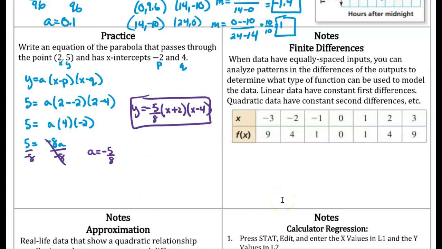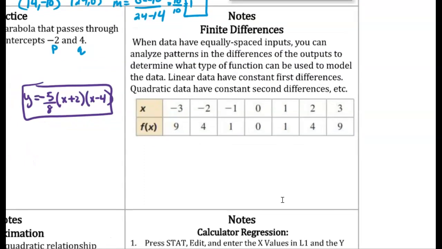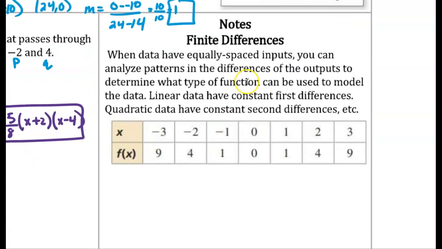This is the second half of the 2.4 Algebra 2 notes. So let's look here. It talks about finite differences. It says that when data have equally spaced inputs, that's talking about the x values. That means when the x values are equally spaced. So see, these x values are going by 1s, or they could be going by 2s or 5s. They just have to be equally spaced x values, which are the inputs.